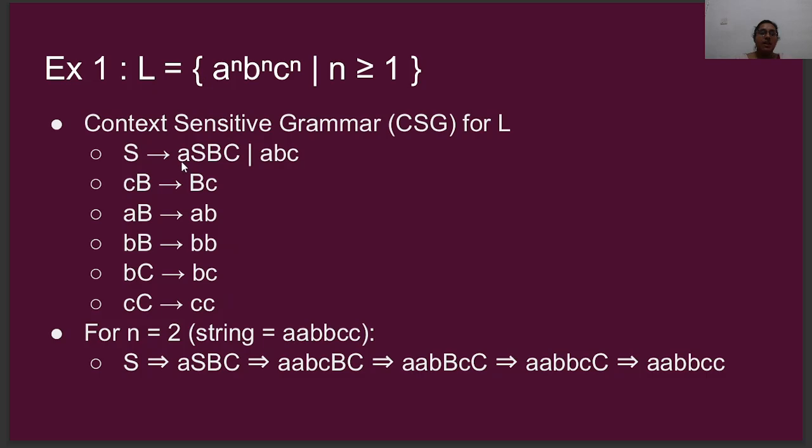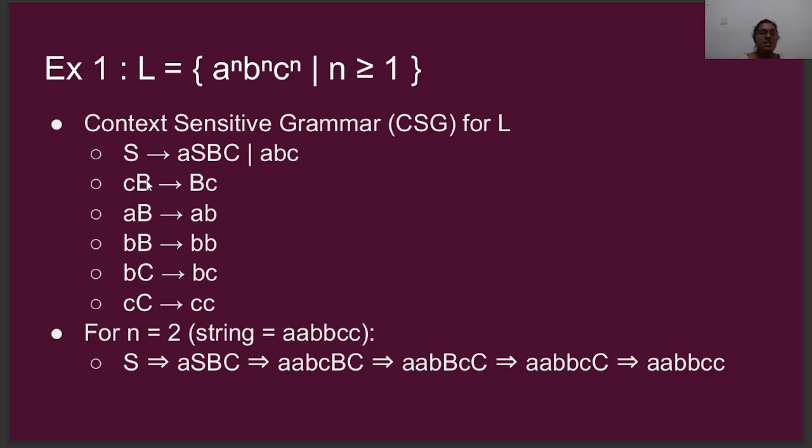S tends to A, S, capital B, capital C, or ABC. That is, if n is equal to 1, then we will go directly to ABC. Now if n is not equal to 1, then you should be able to expand it. So this S can either be another ASBC or this S can be ABC.